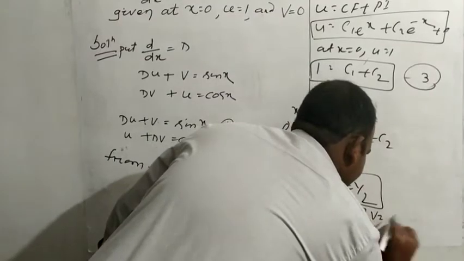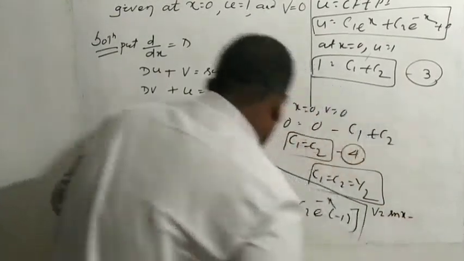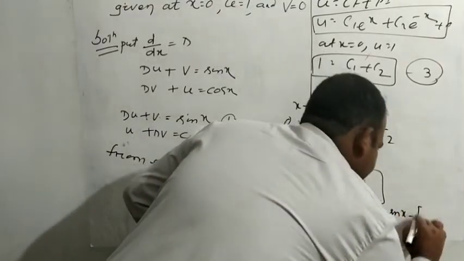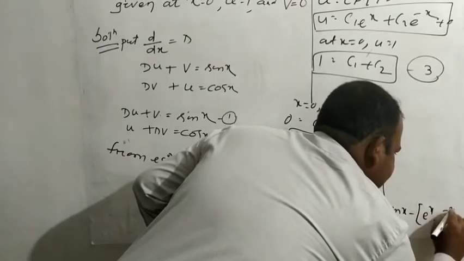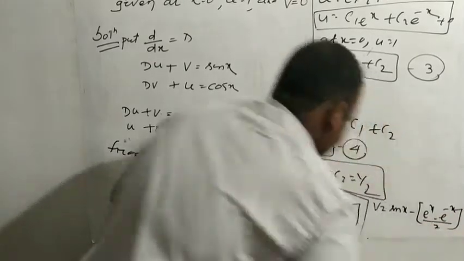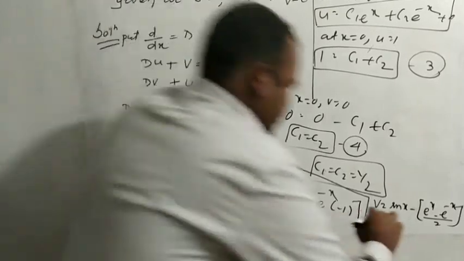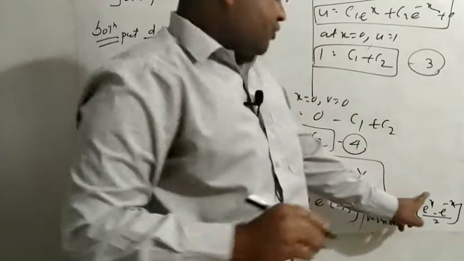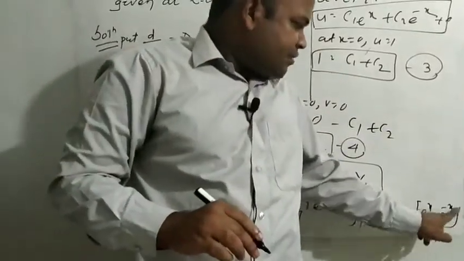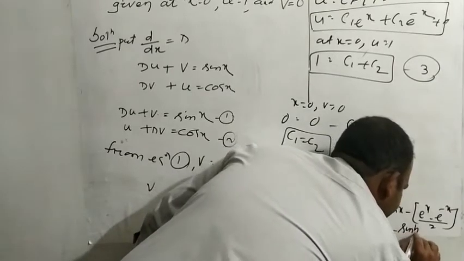So what is the value of v? V equals sin x minus e raised to x minus e raised to minus x by 2, because c1 equals 1 by 2 and c2 equals 1 by 2. So this is v equals sin of x minus e raised to x minus e raised to minus x by 2, which equals sin of hx.